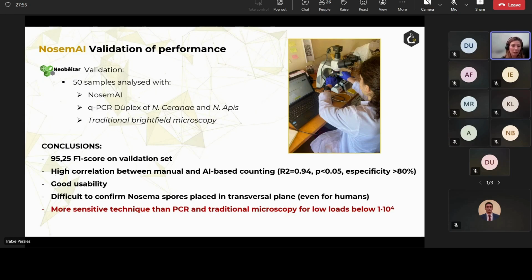They told us that the system is more sensitive than the PCR technique and traditional microscopy for low loads, below 1 concentration, 1 above 10 at 4. So for very low loads the Neubauer chamber was not an able technique, and for high loads they had to dilute, because otherwise a human could not count it. With high loads, the microscope was extremely useful for them.